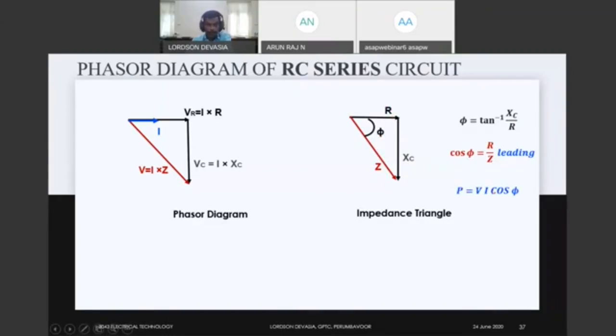So in case of an RC series circuit, the current leads the voltage by some angle, so the power factor will be leading power factor.